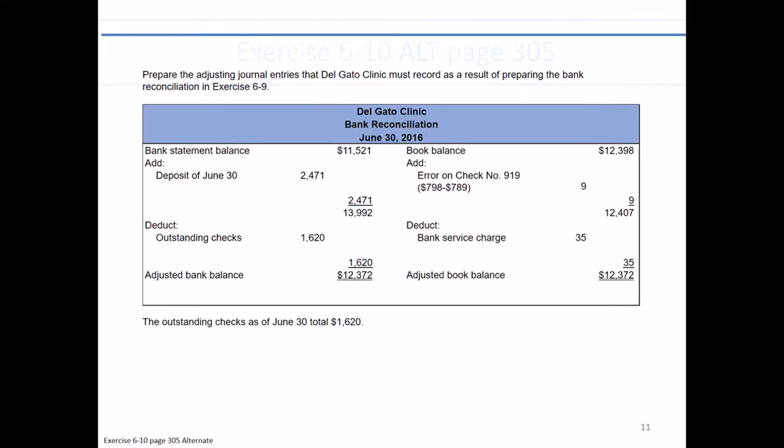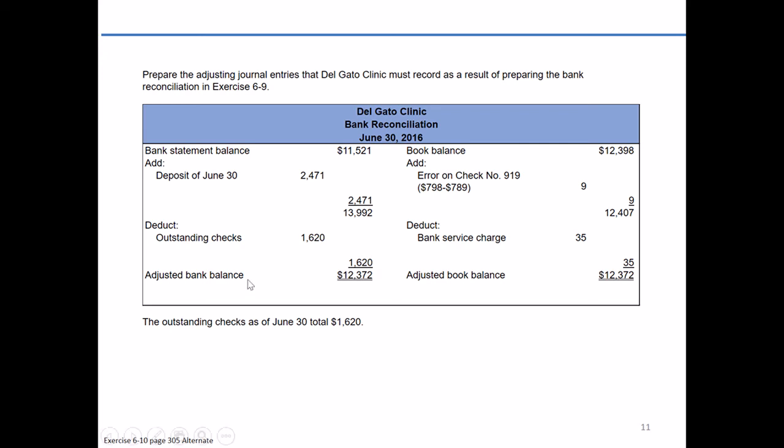In the alternate version of exercise 6.10, we're continuing forward with our bank reconciliation from exercise 6.9. So we still have that bank rec from Delgado, but we're now preparing the adjusting entries that result from that bank reconciliation. I'm going to step one by one through the additional detail that we were provided to determine which items do and don't need adjusting entries and what those resulting entries are.